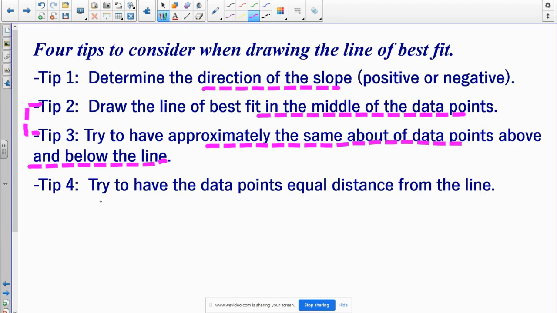And the last tip is try to have the data points equal distance from the line. Meaning, and I kind of showed you that vertical distance, that has to be approximately the same. Again, ignore the outliers, but that kind of gives you a good idea if you're in the middle of the data points.